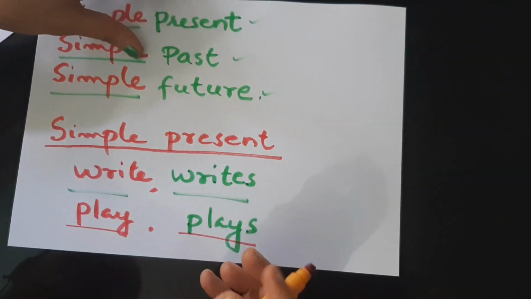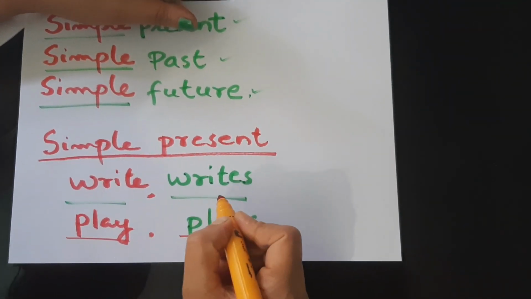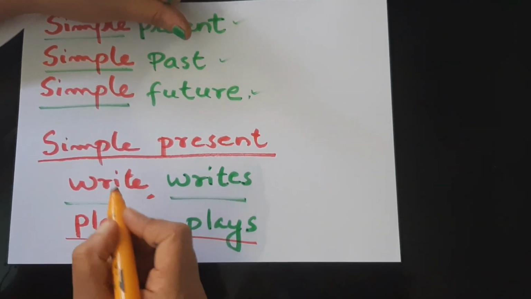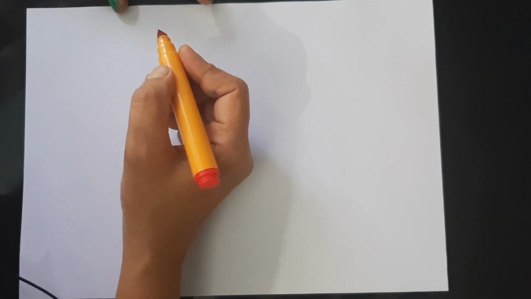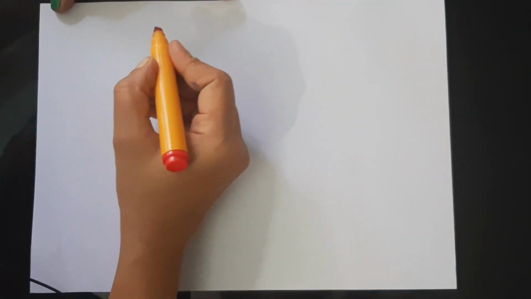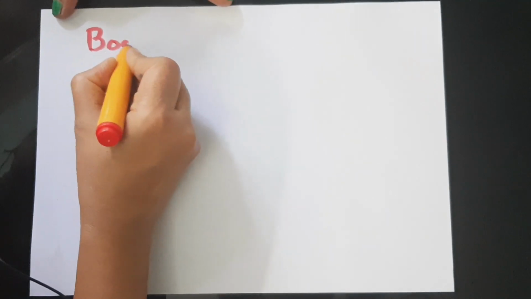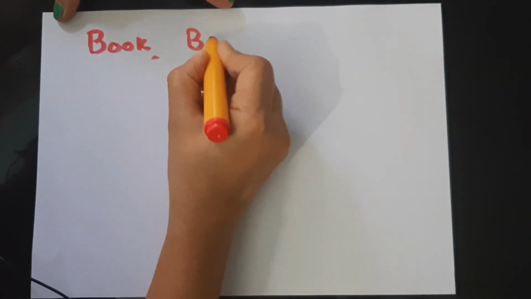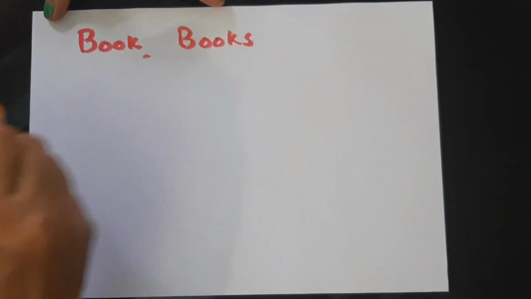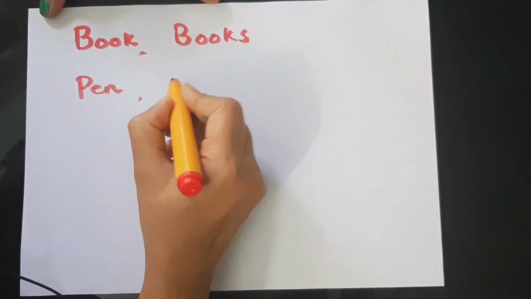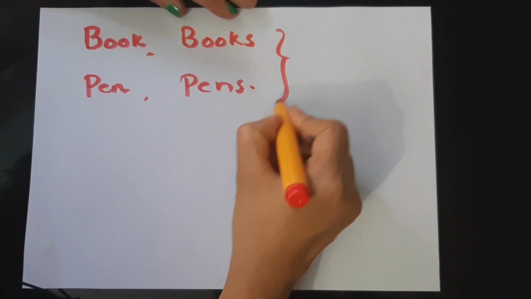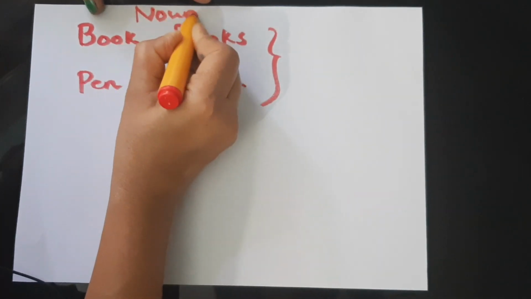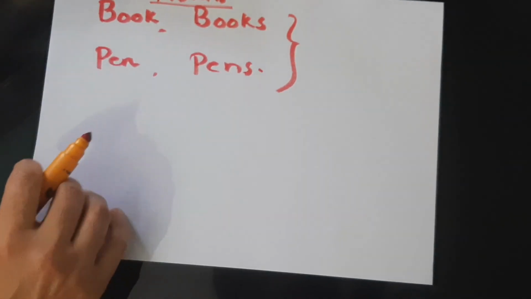So generally, there will be a question in your mind: why these 2 forms for simple present? Let's go into the details of it. You know that a noun has singular and plural forms, isn't it? Book is singular, books plural. Pen is singular, pens plural. The same way, these are nouns, and these nouns have singular and plural forms.